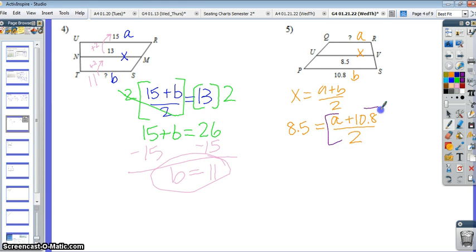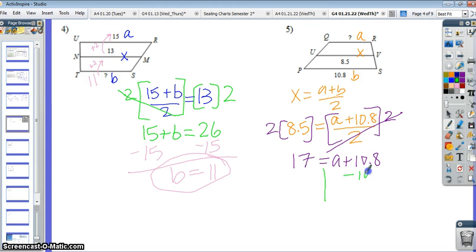Okay? Same idea. Let's get rid of this fraction. A plus 10.8 equals 17. Subtract 10.8 from 17. I'm cheating, I'm using a calculator. A is 6.2. This answer is reasonable because it's smaller than 8.5, right? That's a shorter length.